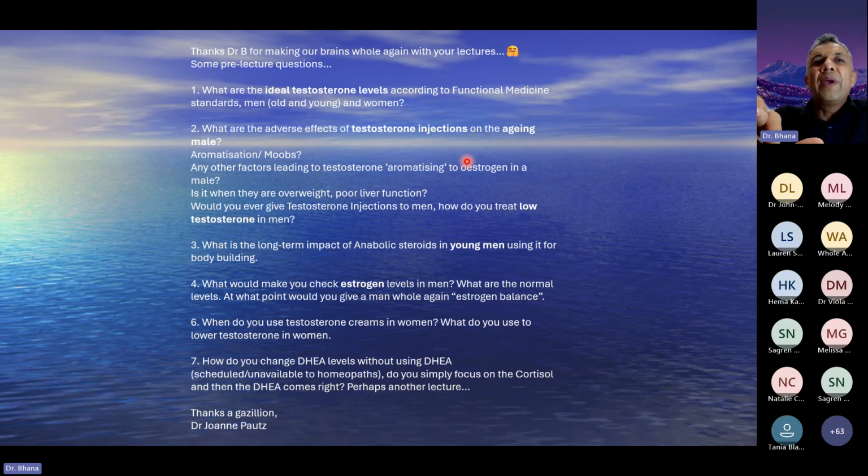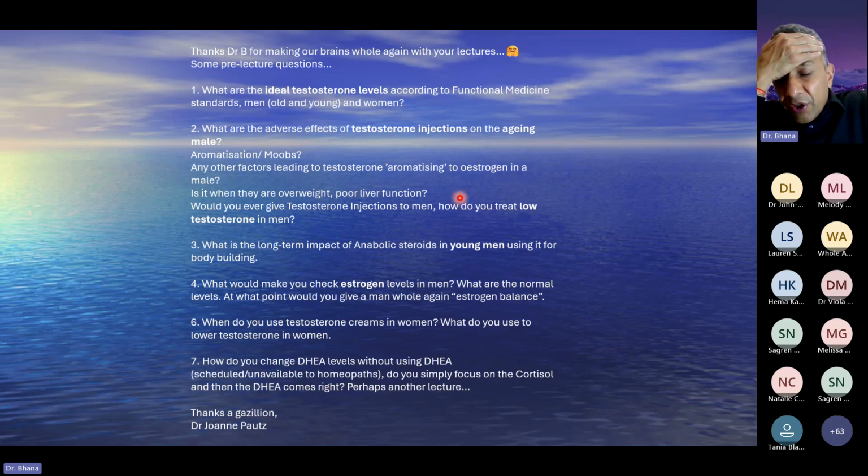So where do I see an increase in aromatization? As men get older and develop a boob, when you've got increased visceral fat, there will be aromatization. I also see it with fatty liver, and I also see it with poor gut microbiome, dysbiosis. I'll give you a classic example.